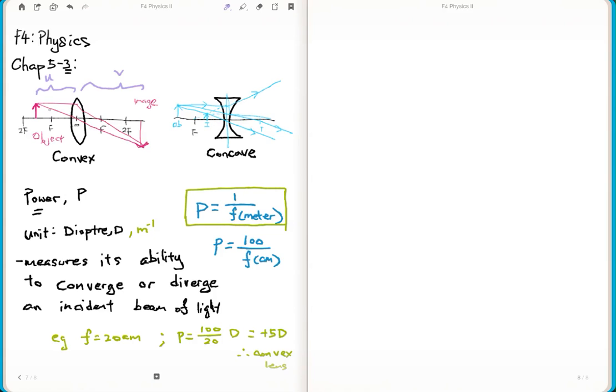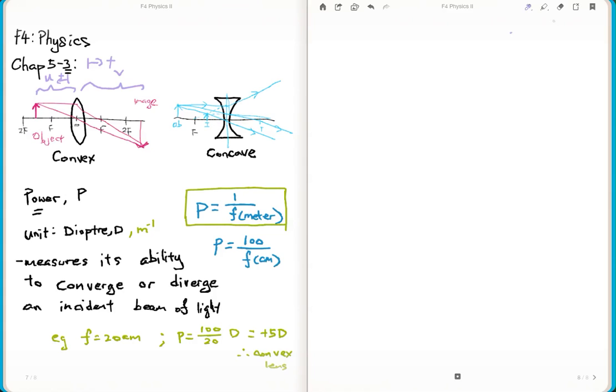When it's positive, meaning it is a convex lens, this is positive. From here to here is positive, here to here is positive u, and here to here is positive v. Okay.